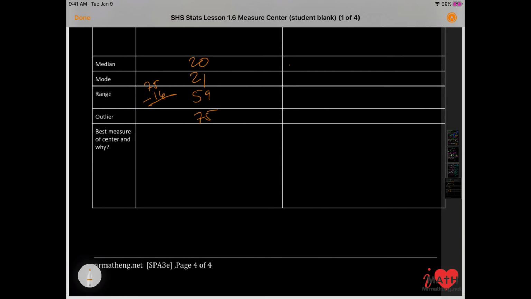And what would we use here? Again, this one has the outlier, so use the median. It's because the mean is less resistant to the outlier. The outlier is very powerful.